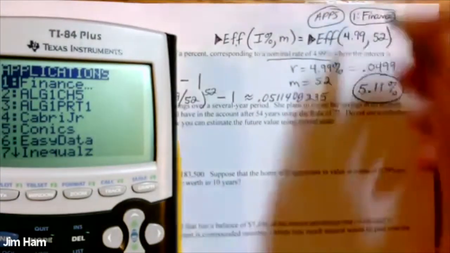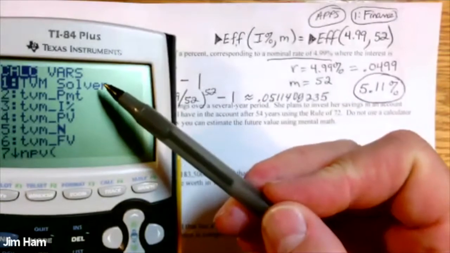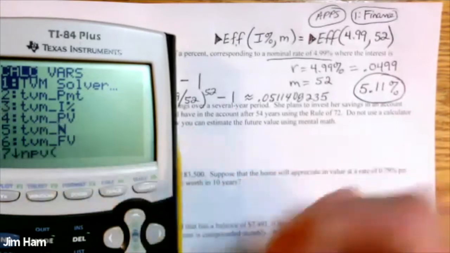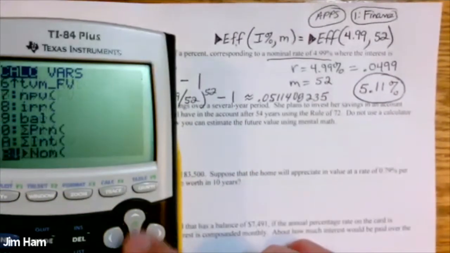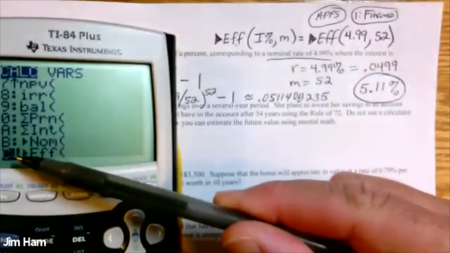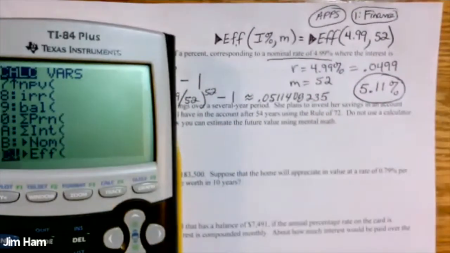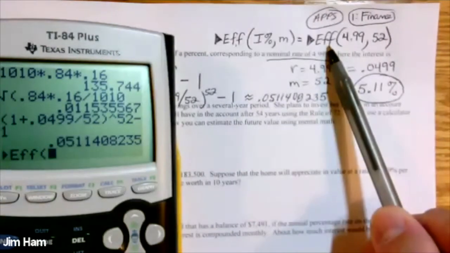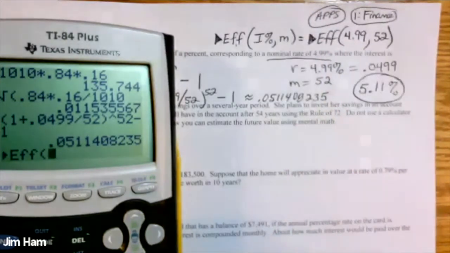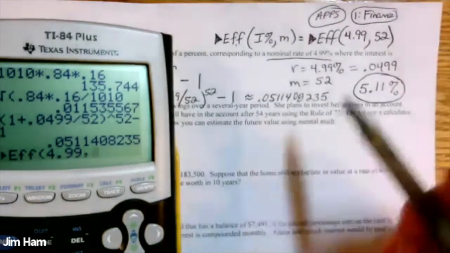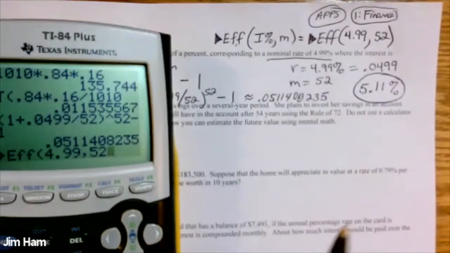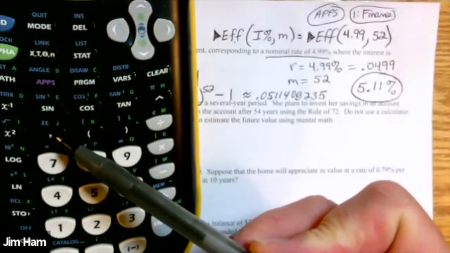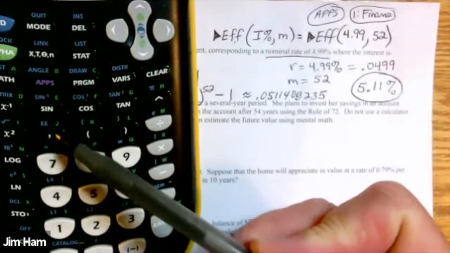But when you go there, you don't want to go into the TVM solver because that's not what we're after. Turns out there are a lot of other functions below number 7 there. If you just scroll down, you'll see the one we're after, and it's option C. So I'm going to put enter here, and that's what you see. Now we just have to enter our two values, 4.99 and then a comma and then 5.2. The comma is right above the number 7, if you've never used that.